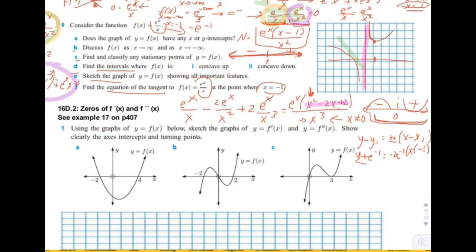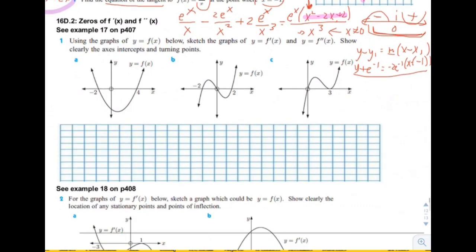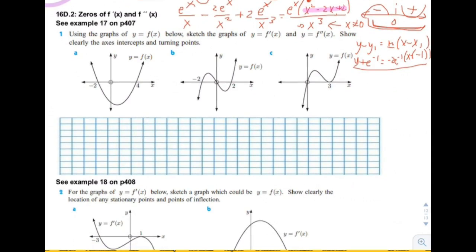Okay, so that is the equation for the tangent line right there. Alright. Number 1. Using the graphs y equals f of x below, sketch the graphs y equals f dashed and y equals f double dashed. Show clearly the axis intercepts and turning points.